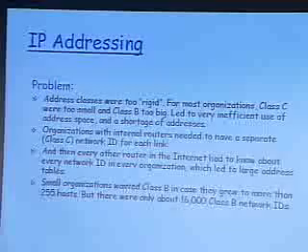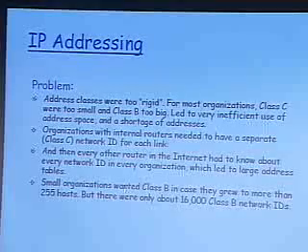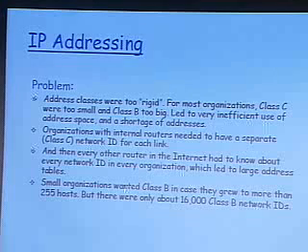Well, these classes are too rigid. For most of these organizations, class C is too small. So if I'm Columbia joining the internet, class C will give me a block of 255 or 256 addresses. That is too small for a network of the size of Columbia, the size it's expected to grow to.